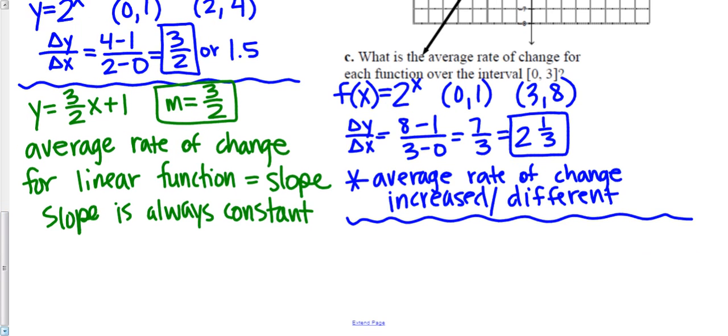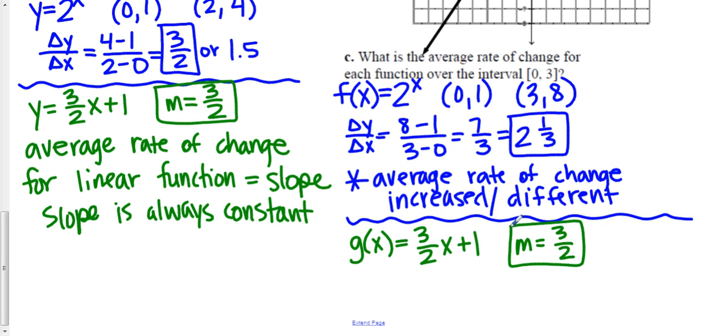Next, for my linear function, g of x is equal to 3/2 x plus 1, my average rate of change in the interval 0 to 3 is 3/2. Okay, so again, remember, slope is constant for linear functions.